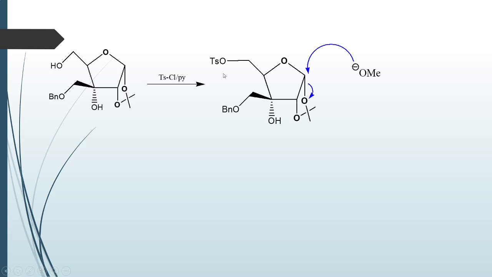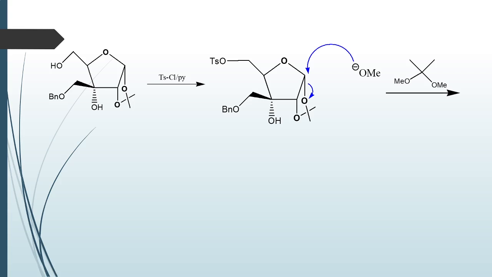In the next step, after the formation of this alcohol, we use TsCl in the presence of pyridine. So here it is a protection of this hydroxy group by means of this TsCl, and we got here the OTs molecule.